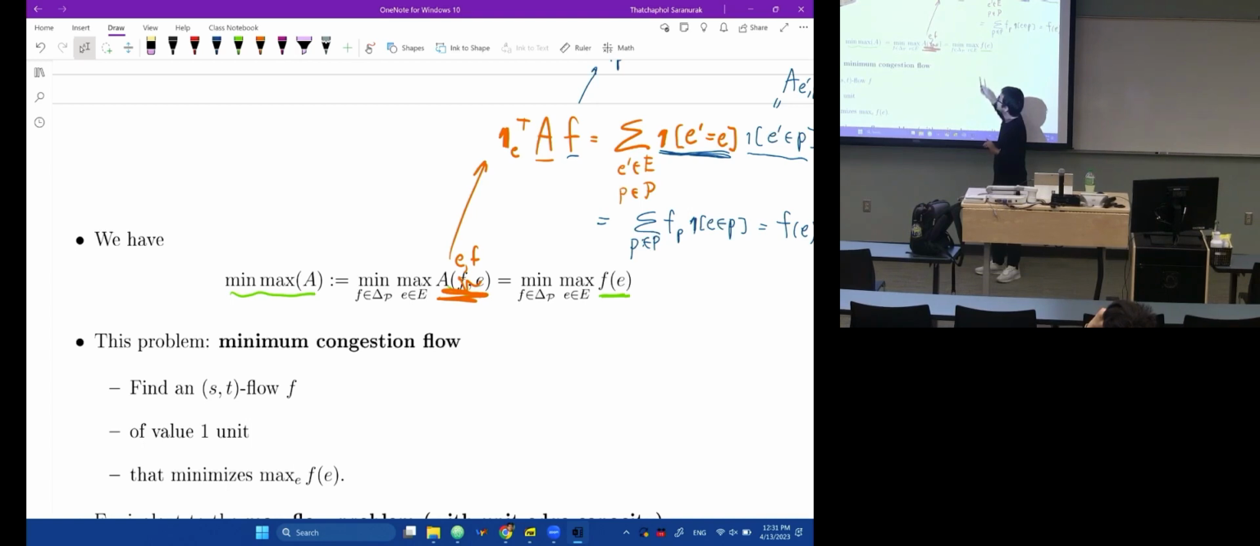And what is this whole thing? It's the maximum congestion over any edge. You can think of F of E as how much flow goes through an edge. That's the congestion on an edge. We want to minimize the maximum congestion on every edge. So we want to find an ST flow such that the total unit of flow is 1, because this is the distribution of paths, so when you sum over all values of the paths, that's just 1. And we want to minimize the maximum congestion. So that's minimum congestion flow.